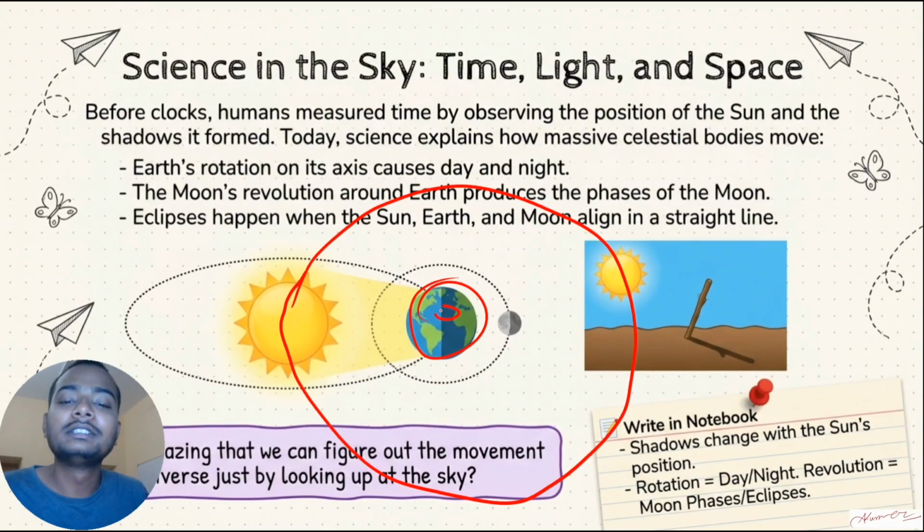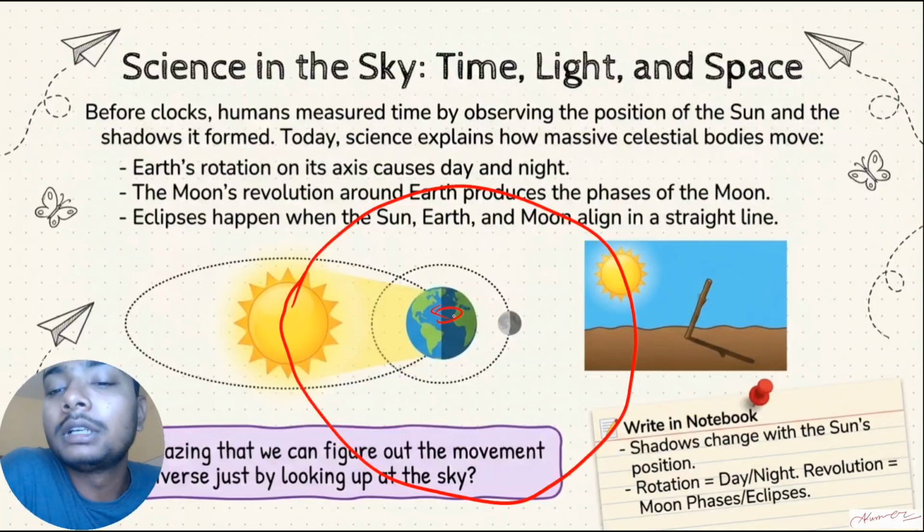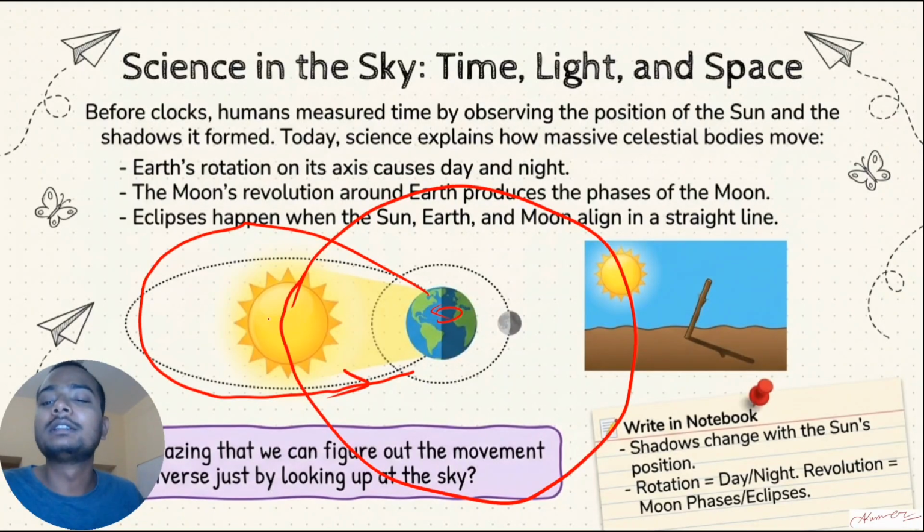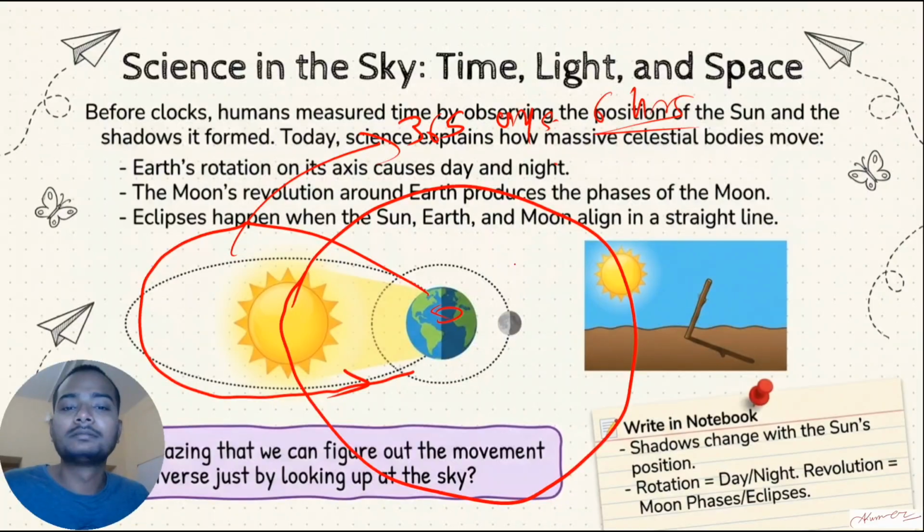Actually, the Earth is rotating on its own axis, in an anti-clockwise direction. The Earth is itself rotating around its axis. That's why we get daytime and nighttime on Earth. Not just a rotation, the Earth is rotating, and as well it is revolving around the Sun, and this revolution takes around 365 days and 6 hours approximately.